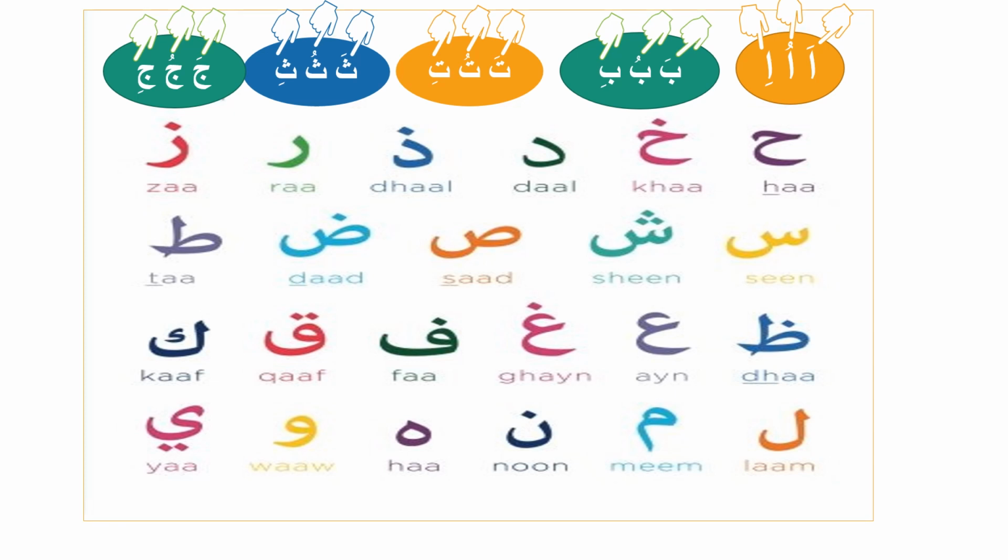Let's start from the beginning. A, U, I, Ba, Bu, Bi, Ta, Tu, Ti, Tha, Thu, Thi, Ja, Ju, Ji. So when you sing it, you memorize it. Let's continue.